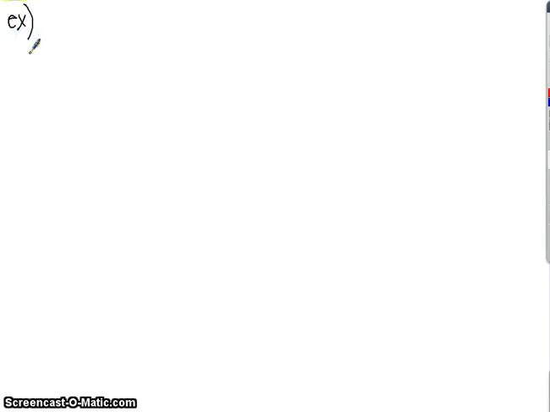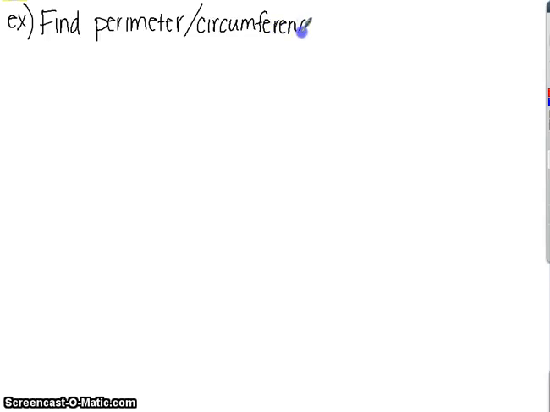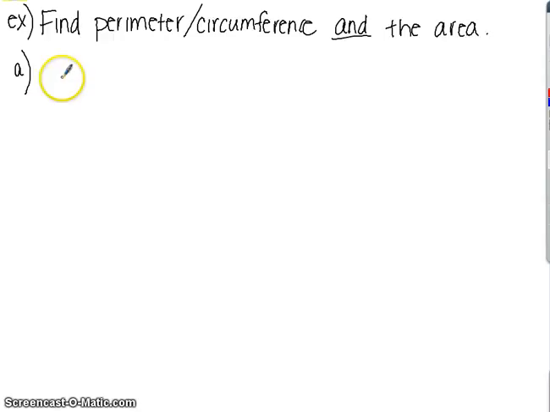Okay, let me show you some examples here. Here's the first one. For these, we want to find perimeter slash circumference, because I'm going to do a circle. So the perimeter, circumference, and the area. Okay, so here's the first one. I have a rectangle.